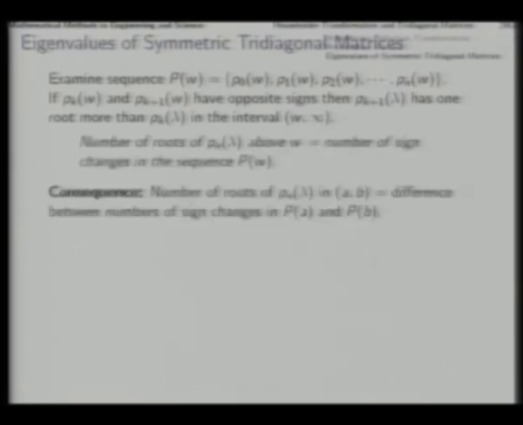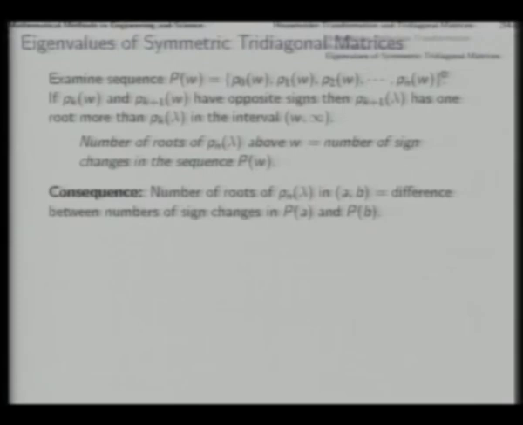Now, we find that the number of roots of Pn above W will be the number of sign changes in the sequence from this end to that end. If Pn minus 1 does not change sign, that means Pn and Pn minus 1 have the same number of roots above W. Then from Pn minus 1 to Pn minus 2, if there is a sign change, we will know that Pn minus 2 has one root less, and so on.